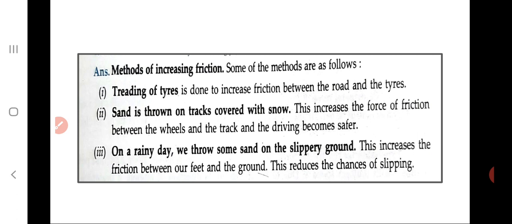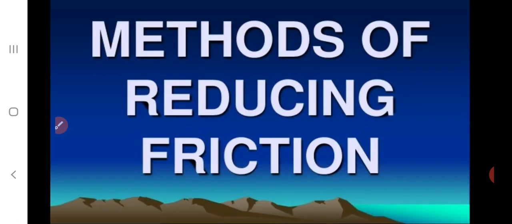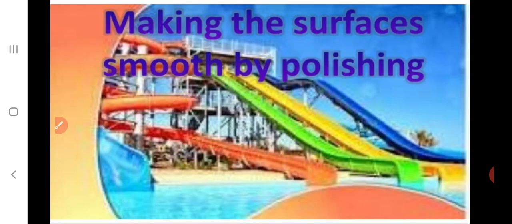And treading of tires is done to increase the friction, and sand is thrown on tracks covered with snow. All these methods are to increase friction. Now there are certain situations where friction is not desirable. In such situations our aim should be to decrease friction. So how can we decrease friction?